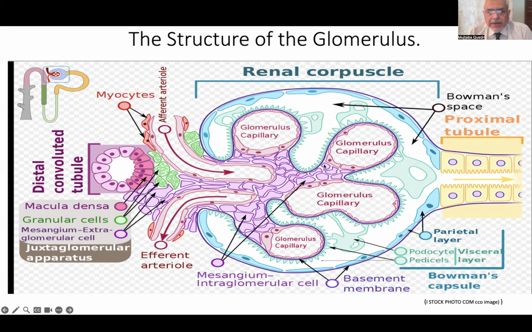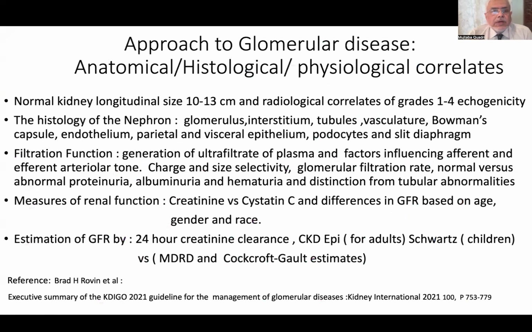However, the capillary network contributes to the endothelial layer of the glomerular basement membrane, and this is put into place and held snugly together by the connective tissue, the interstitium, where a lot of the action in terms of cytokines and inflammatory mediators takes place or recruits. So we need to be aware that with the normal size of the kidney, 10 to 13 centimeters, there are radiological correlates in terms of the echogenicity when there's scarring from grades 1 to 4.